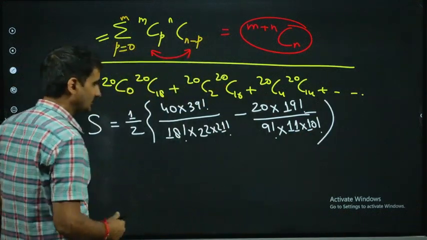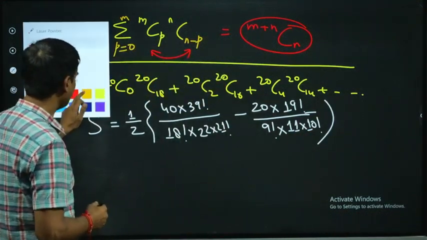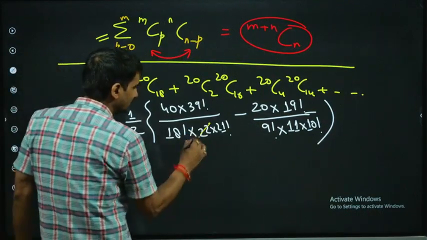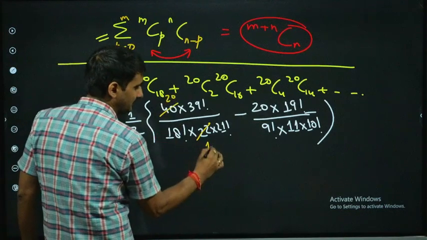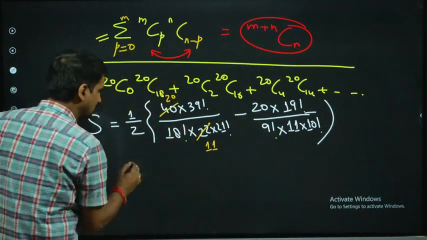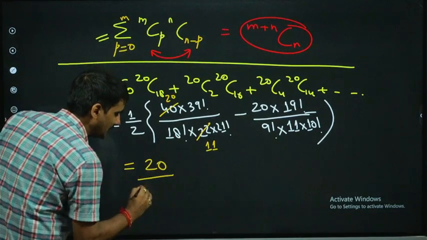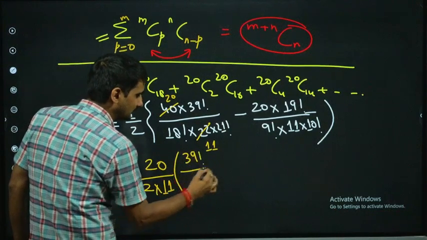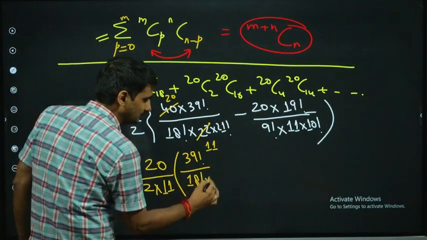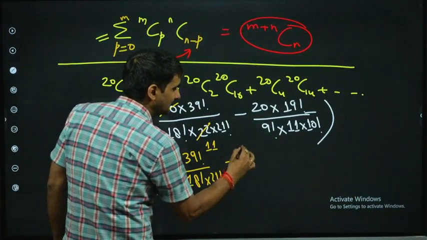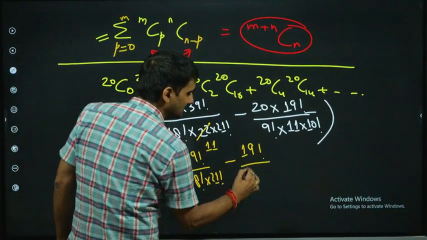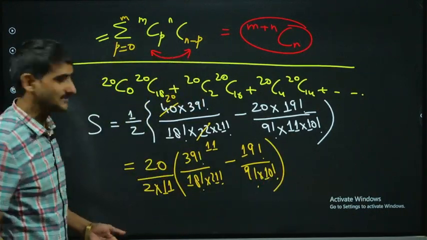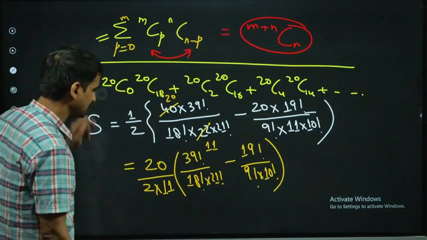Okay. So now let's try to simplify it a bit. So what are we going to get? If I reduce it, we have 11 in the denominator, 20 in the numerator, so 20 by 2 into 11. Now let's write it: 39 factorial by 18 factorial into 21 factorial, 1 minus 19 factorial by 9 factorial into 10 factorial is the second one, bachcho. Now I think we got the answer here.